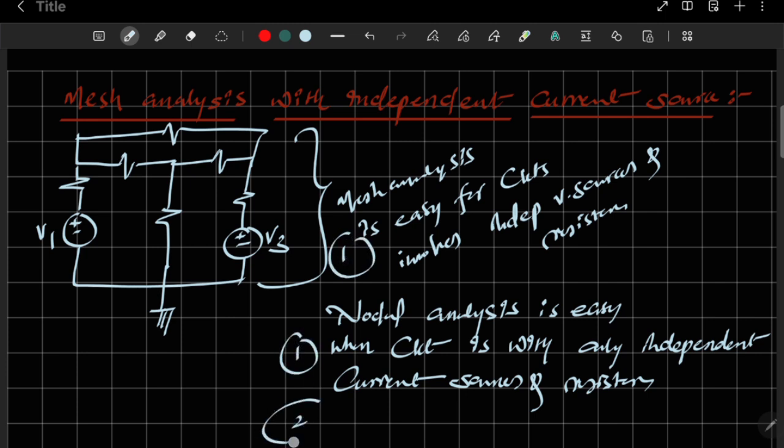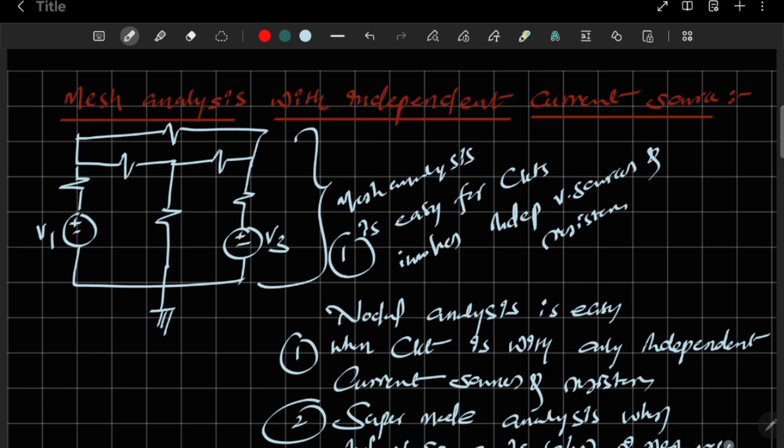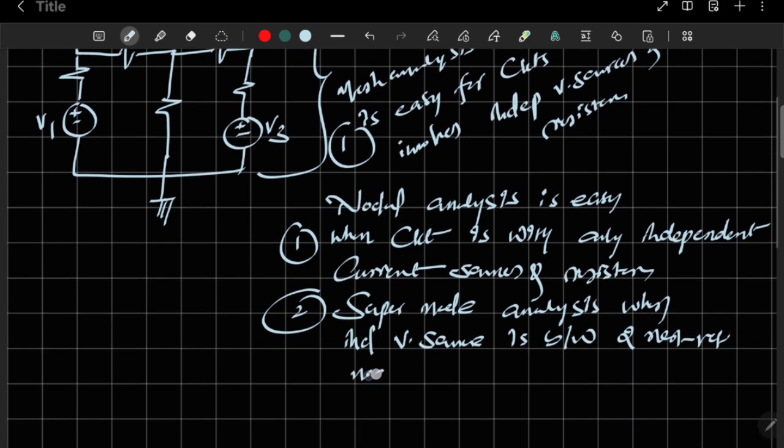Then we went to supernodal analysis when an independent voltage source is between two non-reference nodes. Now similar to this supernodal analysis, in mesh analysis, we will be having super mesh analysis.